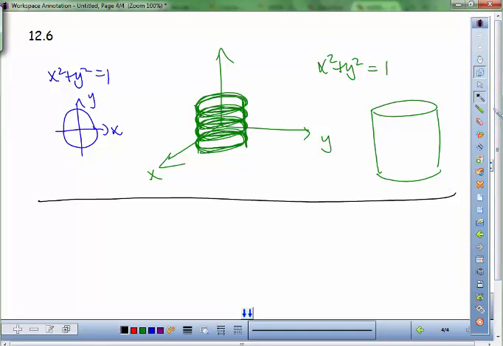Let's start being a little bit more formal. Instead of just calling it a plain cylinder, let's call this a circular cylinder. That's not very exciting. What other kinds of cylinders are there? That's a good question. Let's explore that question.